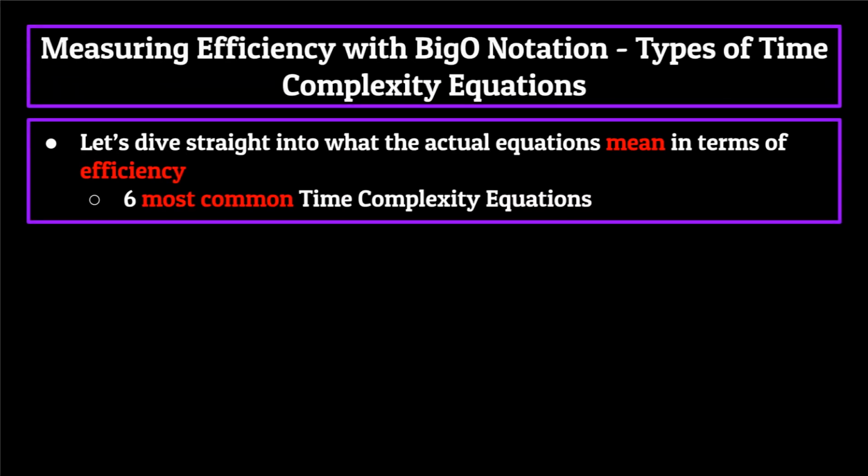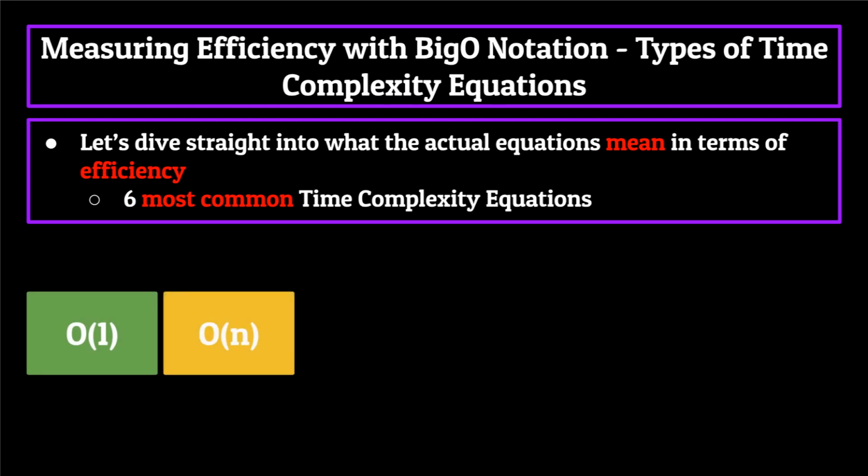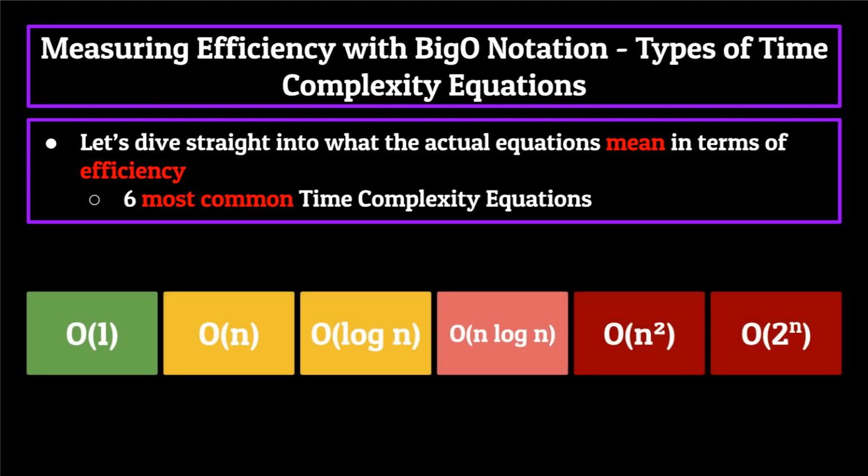Cool. Now that we know a little bit about how we measure the efficiency of a data structure using time complexity equations, along with the 4 criteria actually used to measure them, let's dive straight into what the actual equations mean in terms of efficiency. That way, when we start grading data structures, you'll have a good idea as to how good or bad each one is at that particular metric. Basically, we're going to cover the 6 most common time complexity equations from most efficient to least efficient.